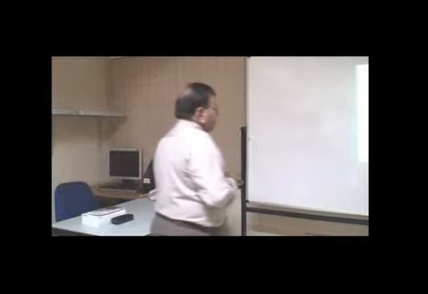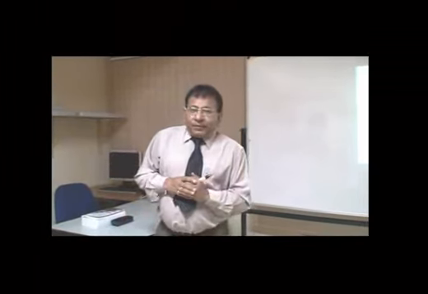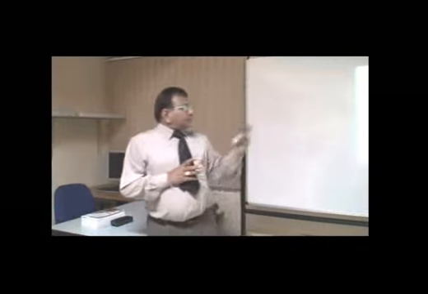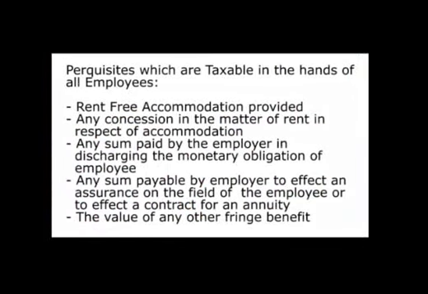So now we try to touch upon the first category, the perquisites which are taxable in the hands of all employees. We will try to see the various items which fall under this category. So these are some of the facilities or the benefits or the amenities which are taxable in the hands of all employees. Number one is the rent-free accommodation which is provided by the employer to the employee. This accommodation may be owned by the employer or may not be owned by the employer, but that will be taxable in the hands of all the employees.